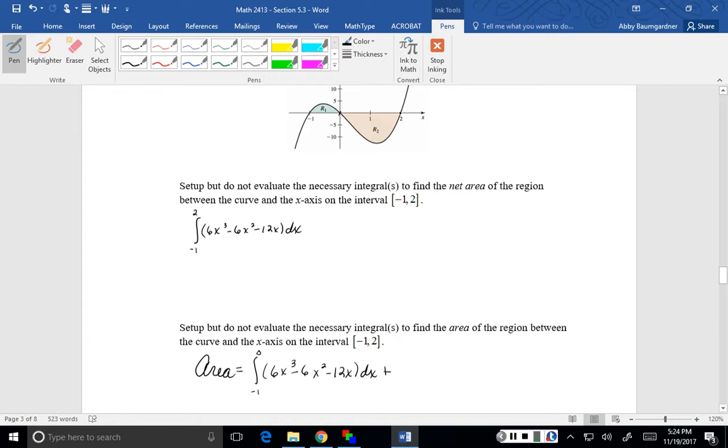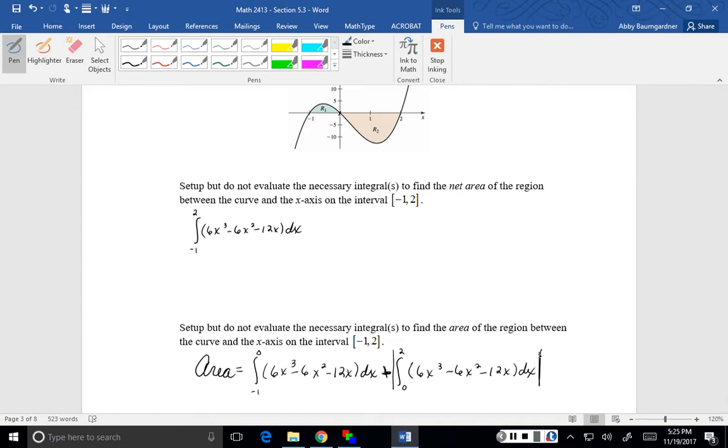However, from 0 to 2, that piece is below the x-axis, so it will return negative values. So we are going to have to make sure that we put an absolute value around that piece. I didn't ask you to do anything with it, I just said set it up. You're done with this.